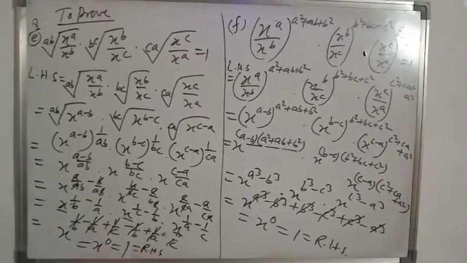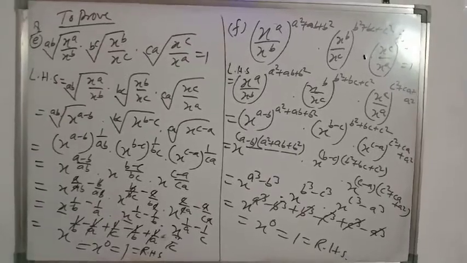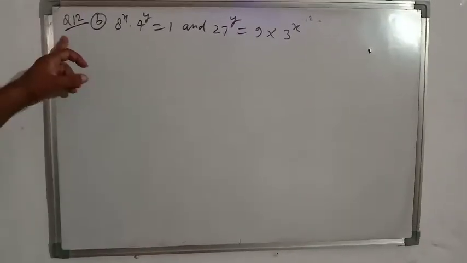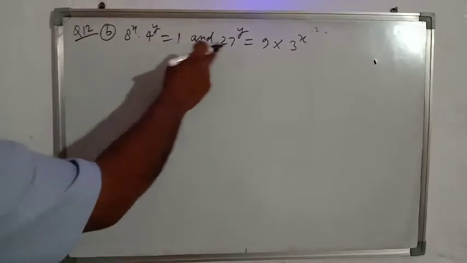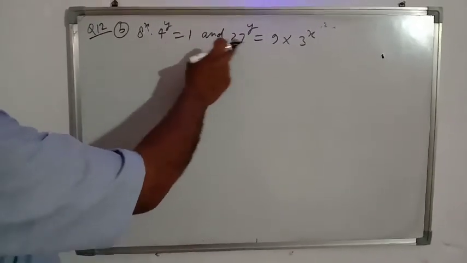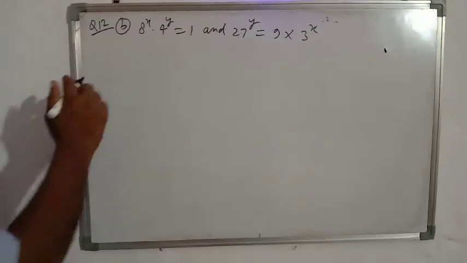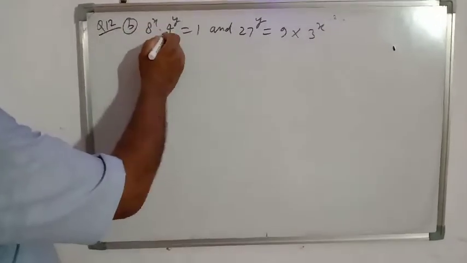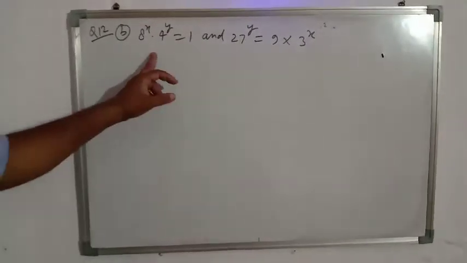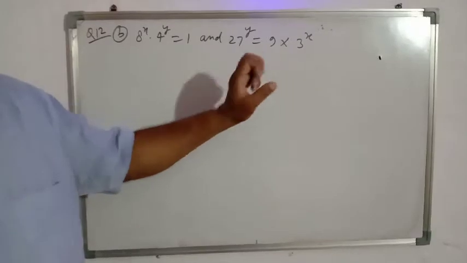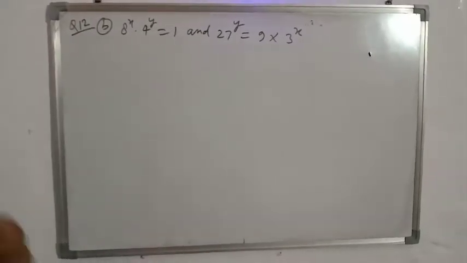We will see one more question. See question number 12, B part. We have to solve for x and y. We have to find the values of x and y from both equations. How will we find them? Here 8 to the power x into 4 to the power y is equal to 1. So we will make two linear equations in the variables x and y, then solve both to find the values of x and y.